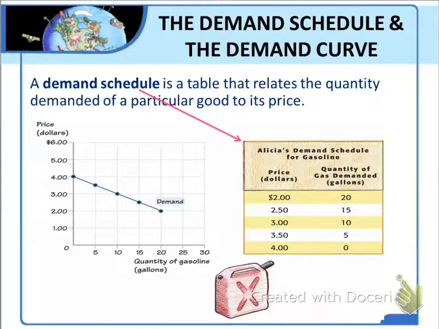Notice that as the price of gas goes up, the quantity of gas Alicia demands goes down. High gas prices might motivate Alicia to use public transportation, take fewer unnecessary trips, ride her bike more, and carpool with friends.